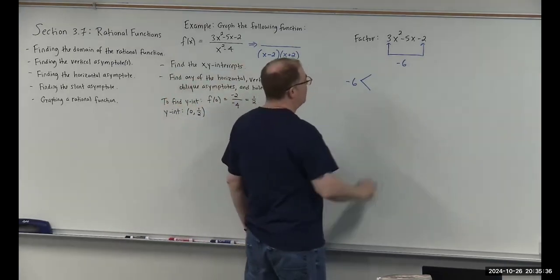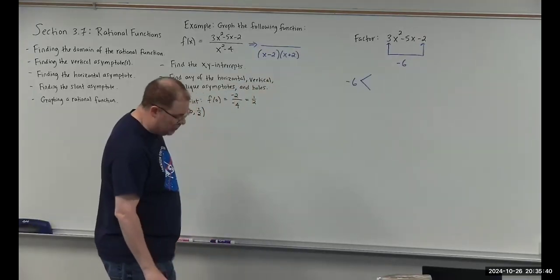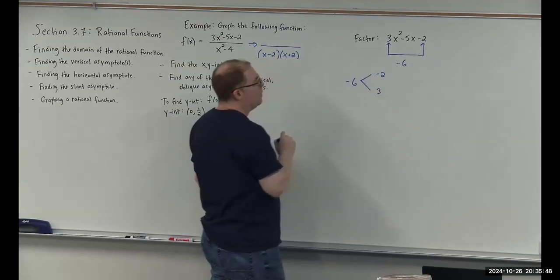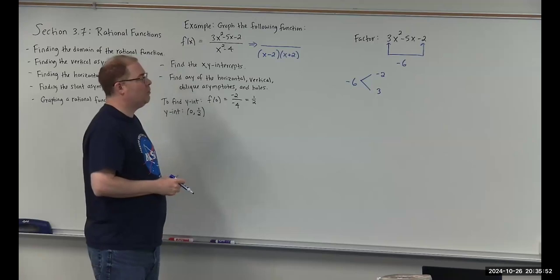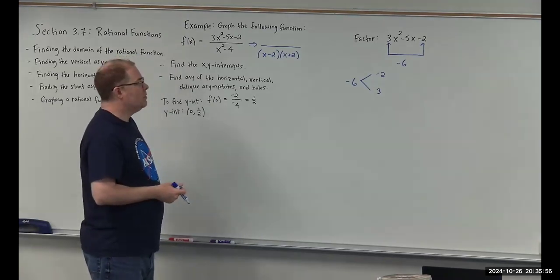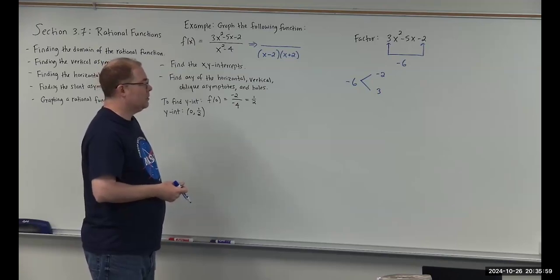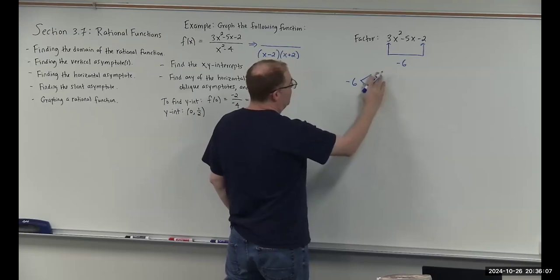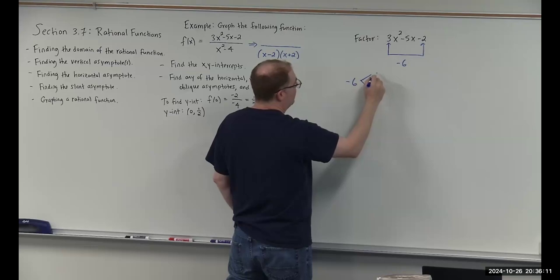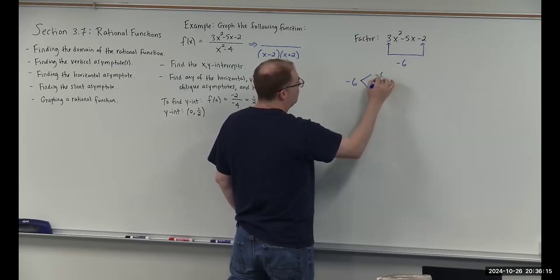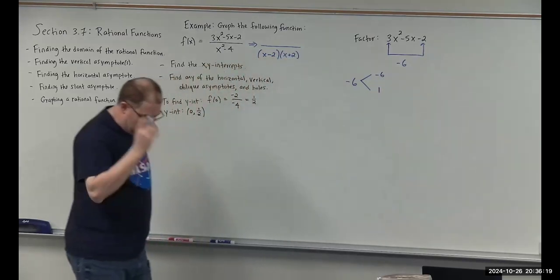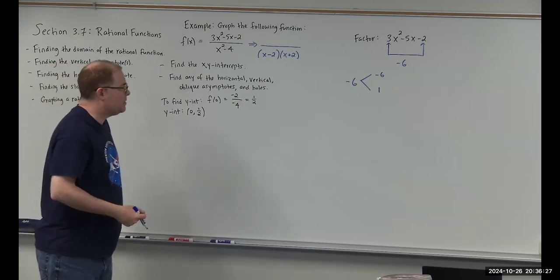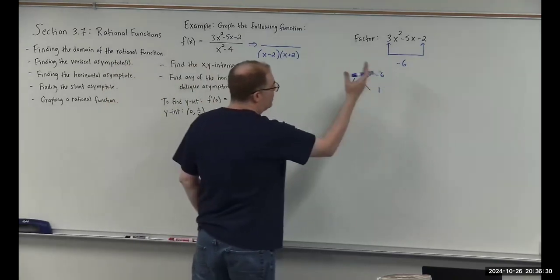If we try, let's say, negative 2 and 3, that certainly gives us negative 6, but when we add those, we get 1. So that's not going to work. We need something else here. Because we have minus 5 there, we're going to use negative 6 and 1. Minus 6 times 1 gives us negative 6, and at the same time, when we add those, minus 6 plus 1 is negative 5.